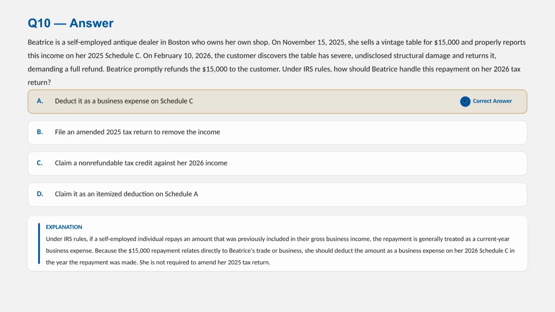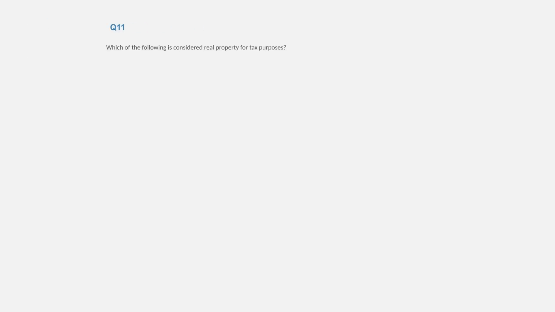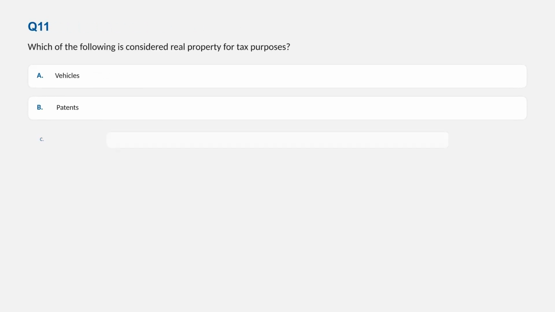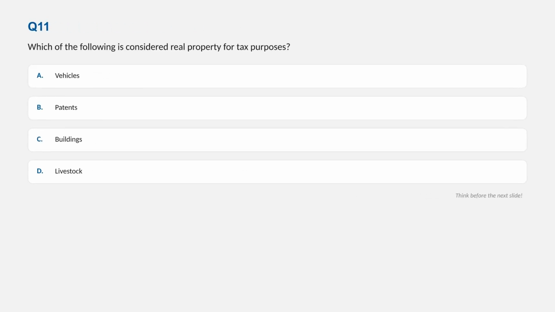Great. Now let's move to our next question. Alright, let's move to question 11. Which of the following is considered real property for tax purposes? A. Vehicles. B. Patents. C. Buildings. D. Livestock.